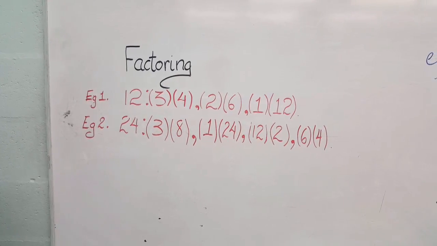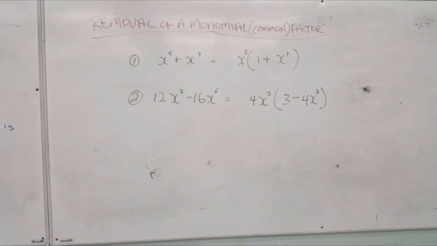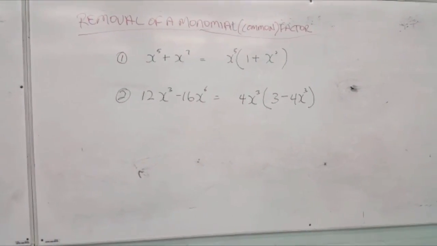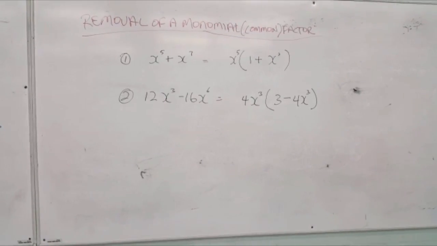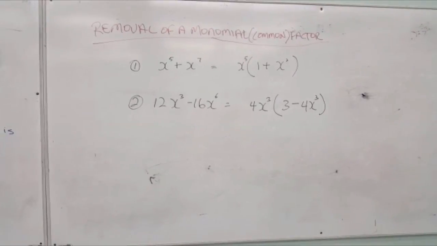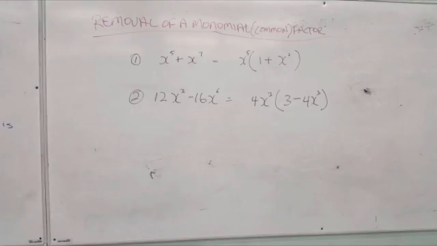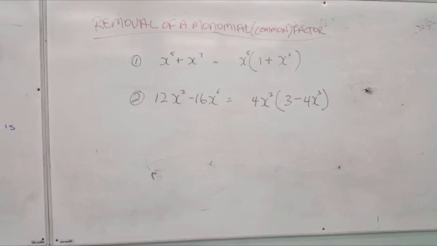That is also correct. We have a monomial factor, which is basically taking out the common factor in the expression and multiplying it by each term in the polynomial expression. And so if you look on the board, we have two examples. So we do the first one. We have x to the power 5 plus x to the power 7.